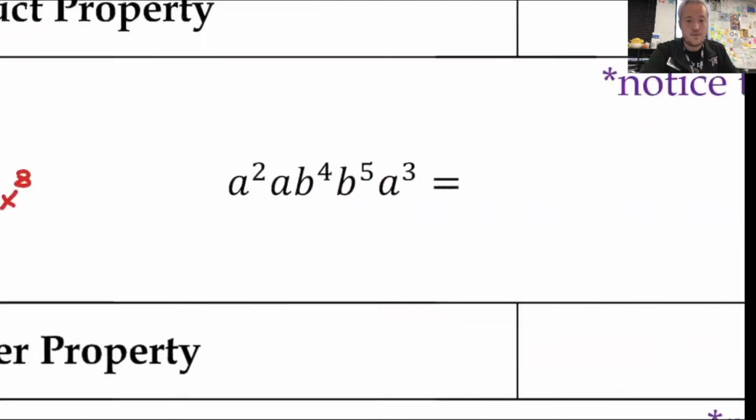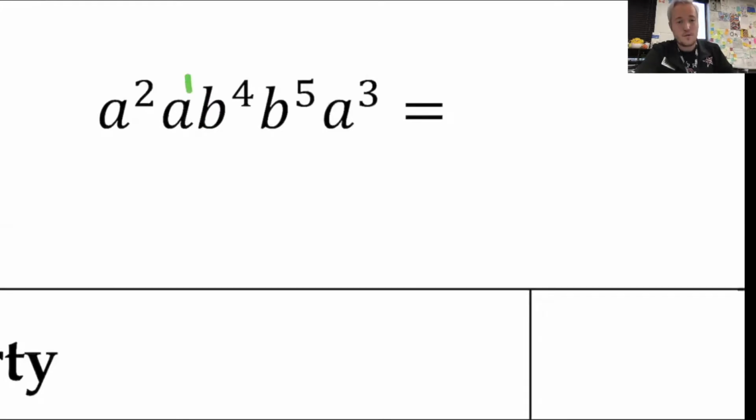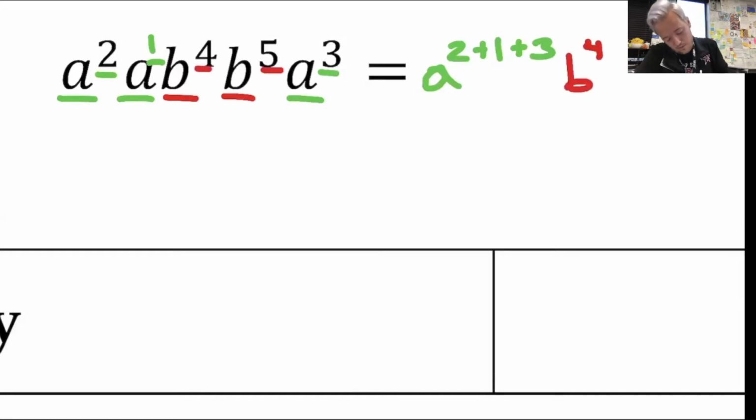All right, so looking over here, we have a squared a, b to the fourth, b to the fifth, a cubed. So with this one, notice how this a value here doesn't have an exponent. If it doesn't have an exponent, you assume the exponent here is 1. So I want to combine all the a values together, and then combine the b values together. For my a value, I'm going to add together the 2, the 1, and the 3. So 2 plus 1 plus 3. And then for the b values, I'm going to add those exponents together. So b to the 4 plus 5.